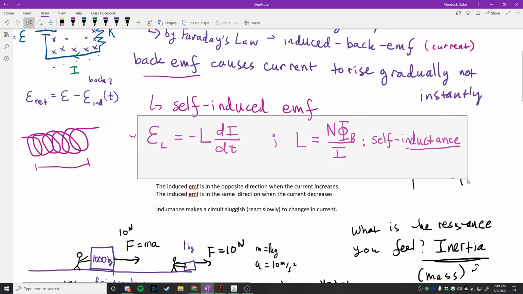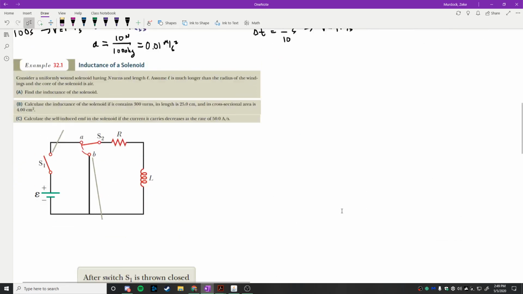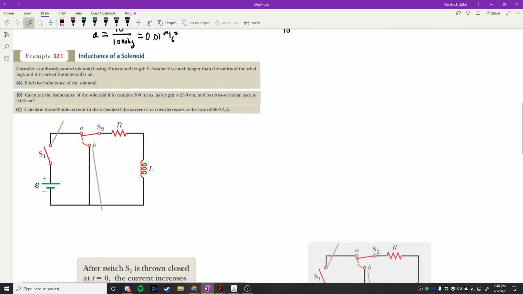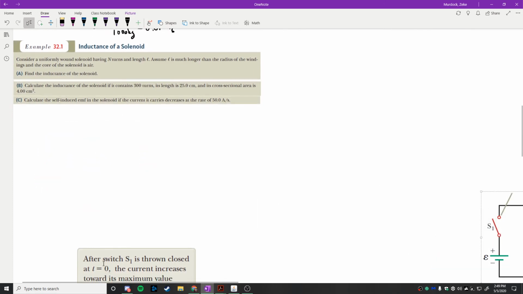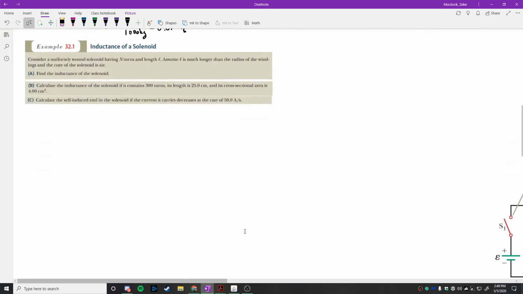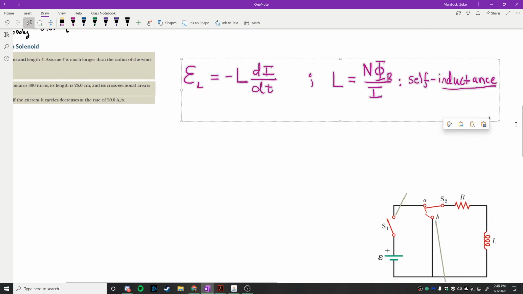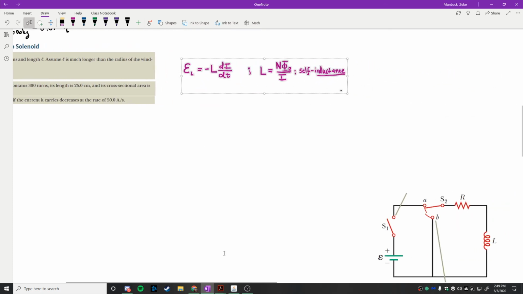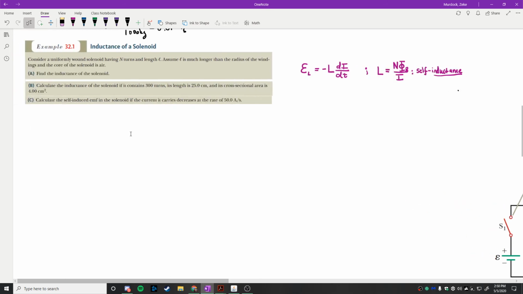So let's look at these equations right here. And let's try to solve this problem right here. Not this one. So I just want to copy paste what we just had right there. Those are our equations that we had. And we're going to use these to solve this problem right here. So we have a uniformly wound solenoid with N turns and length L. Assume that L is much longer than the windings, and the core of the solenoid is in air. We want to find the inductance of the solenoid, that is to say, this thing here.